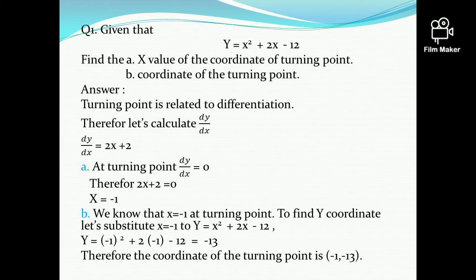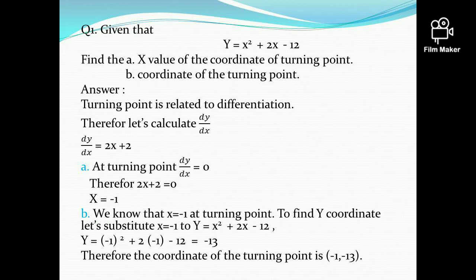From previous theory, we know the turning point is the point where dy by dx, or the first differentiation, is 0. Therefore, as the initial step, let's find the first differentiation, dy by dx, for y equals x squared plus 2x minus 12. If you differentiate y equals x squared plus 2x minus 12, you receive the answer 2x plus 2. If you are still unable to calculate dy by dx, refer to my first videos.